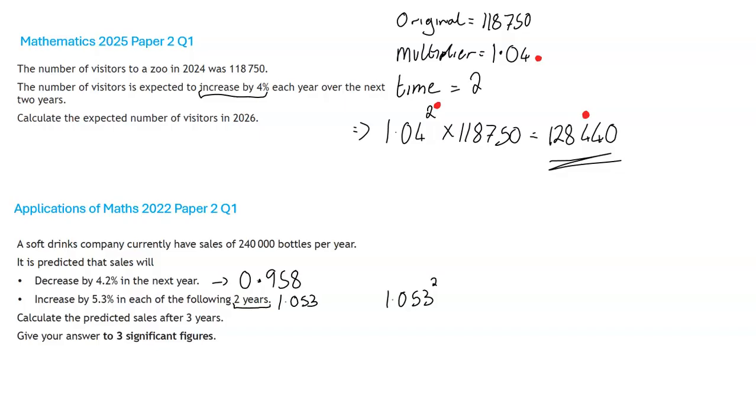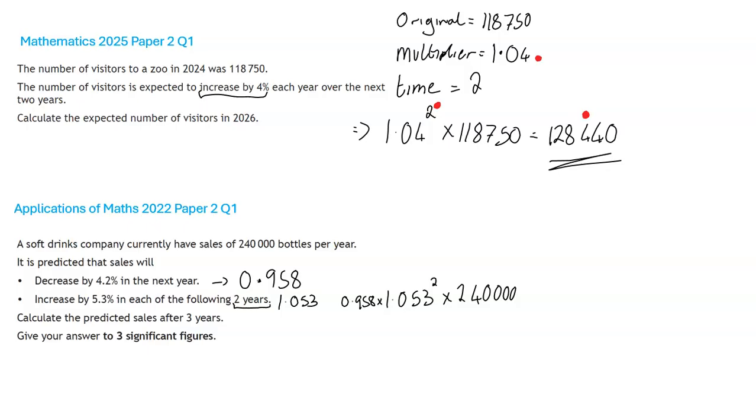However, initially I've got my decrease. So it's going to be 0.958. Now what you've got to remember is I'll do my decrease, I'll get my solution, and then I'll do my increase. So it's technically the same as me saying 0.958 times 1.053 squared times my original amount, which is 240,000 in this case. So it could be done as one big calculation.